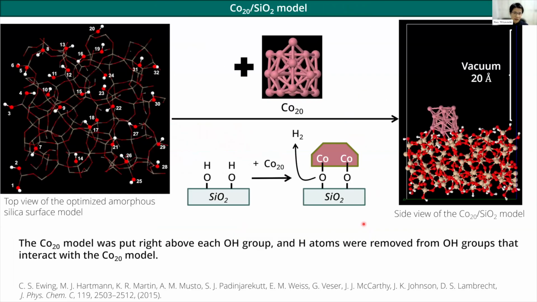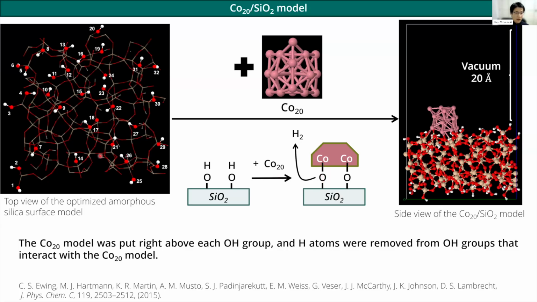So now we have the two models, that is the silica surface and the cobalt cluster. But the next question is how to put this cobalt 20 cluster onto the amorphous silica surface slab. As I mentioned, this is an amorphous surface, so there's no symmetry of the surface, and we can freely put the cobalt cluster onto it. Based on a previous study, this kind of metal nanoparticle contacts the silica by removing the hydrogen from the OH group. That means the metal nanoparticle is directly bonded with the silica via an oxygen atom.